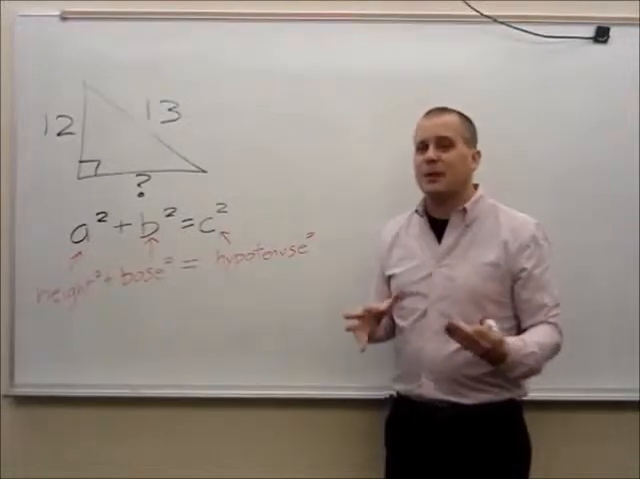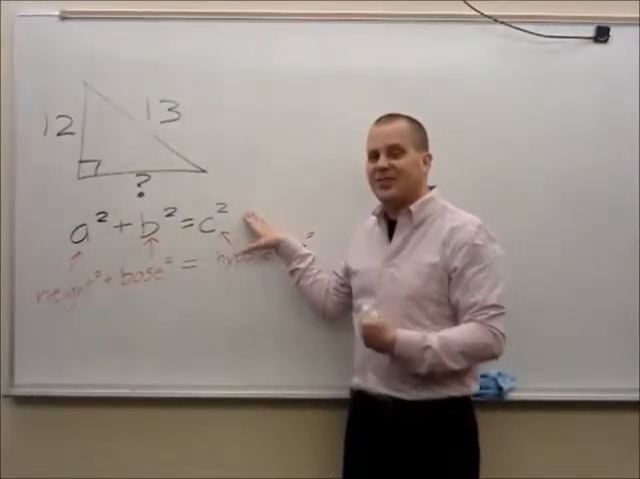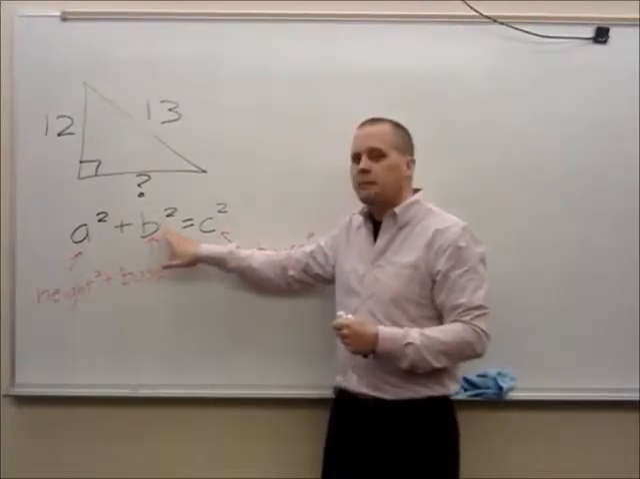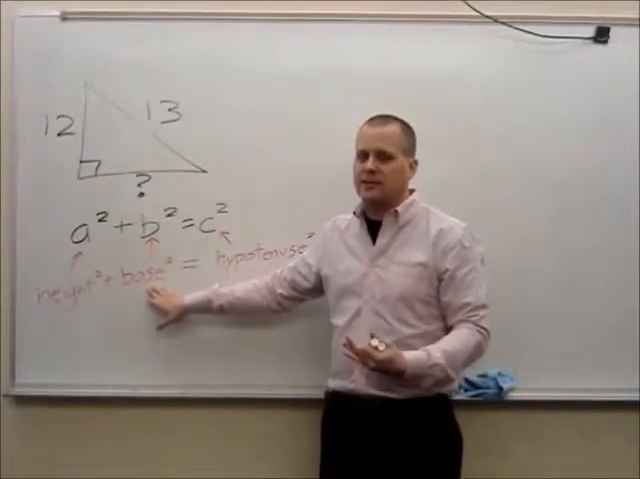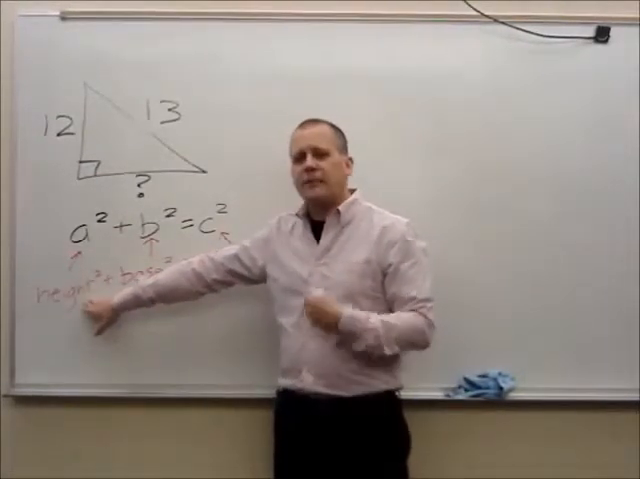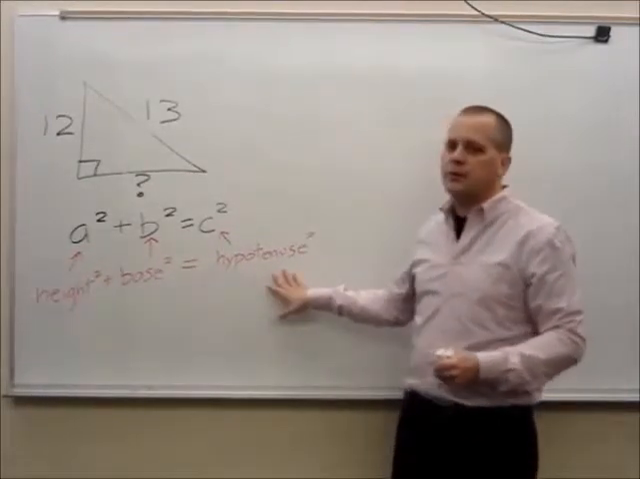What I have here is my formula. I've got my a squared plus b squared equals c squared. And the way I wrote it out was this. I always think of the b value as my base. Why? Because base starts with the letter b. So I've got my height squared plus my base squared equals my hypotenuse squared.